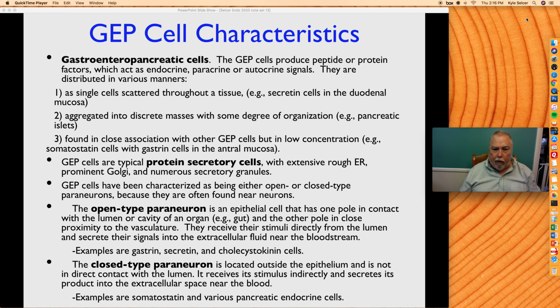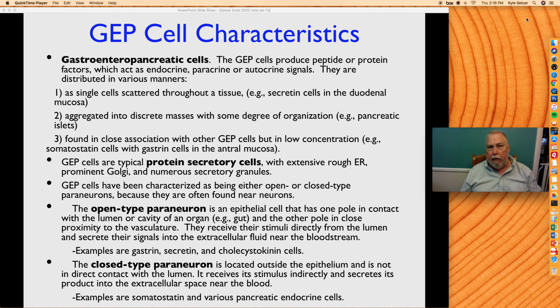Closed-type paraneurons are located outside the epithelium. They're distant, and they're not in contact with the lumen. They're getting their signals from the bloodstream, not from the lumen of the gut. They receive stimulus indirectly, and they secrete product in the extracellular space near the blood. The best example of these are a lot of somatostatin cells are distant. Some of them are nearby, but none of them are right in the epithelium.